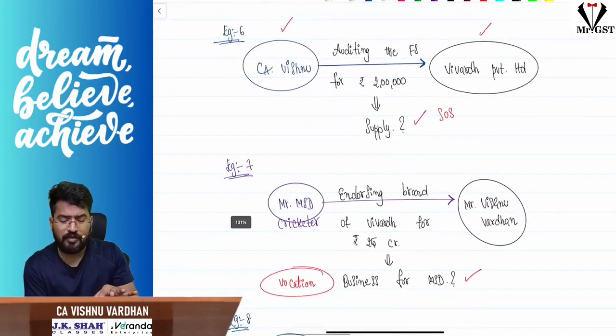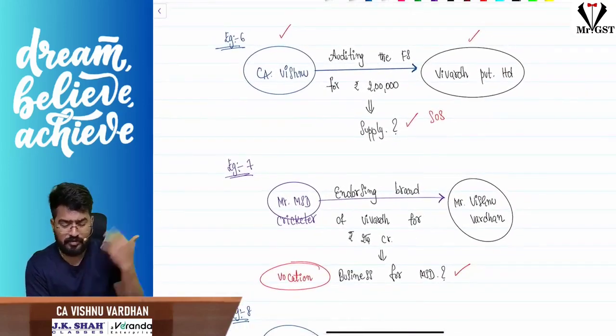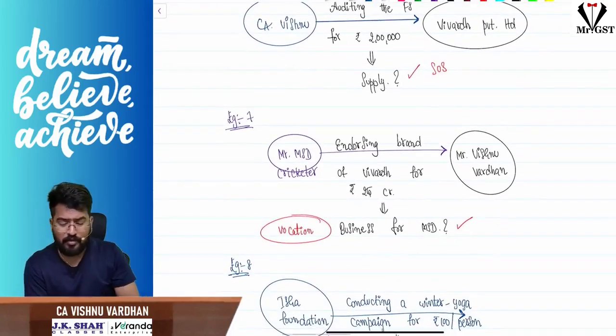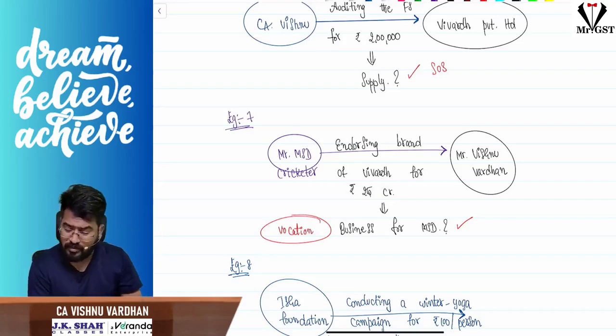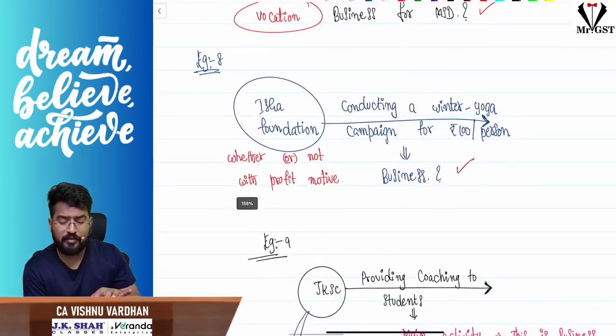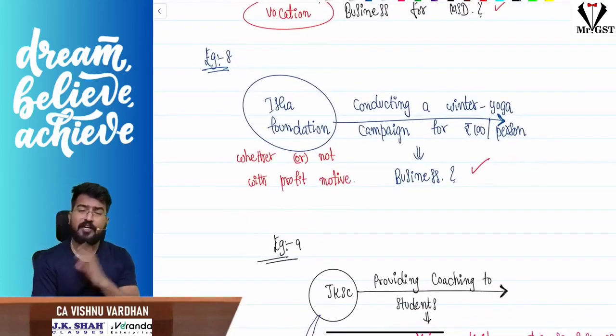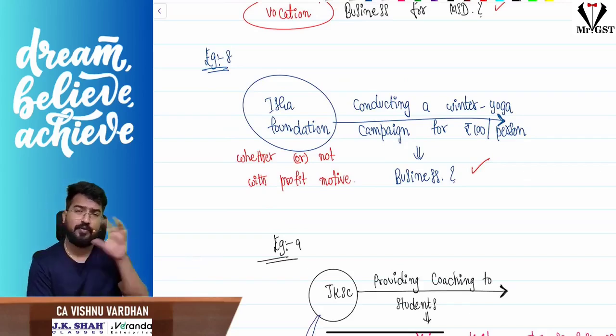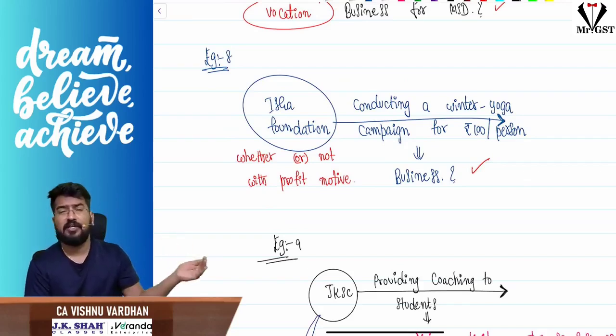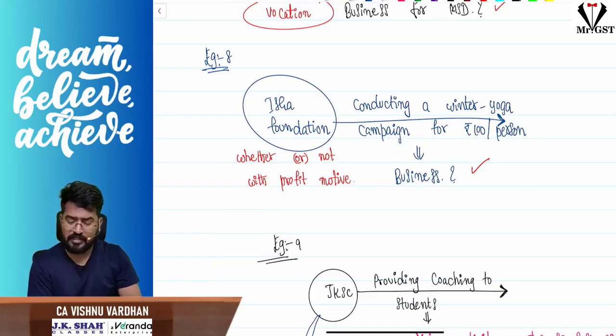So Vishnu is auditing the company. Supply of service. Next, MSD is endorsing a brand. Occasion. Yes, it is not business, but it is an occasion. Occasion is nothing but what you don't undertake regularly, which is not your regular profession or trade. Next, Isha Foundation conducting a winter yoga camp for 100 rupees per person. There is no profit intention, but still we call it business. If all other conditions like good, service, consideration are satisfied, yes, it will be treated as supply.